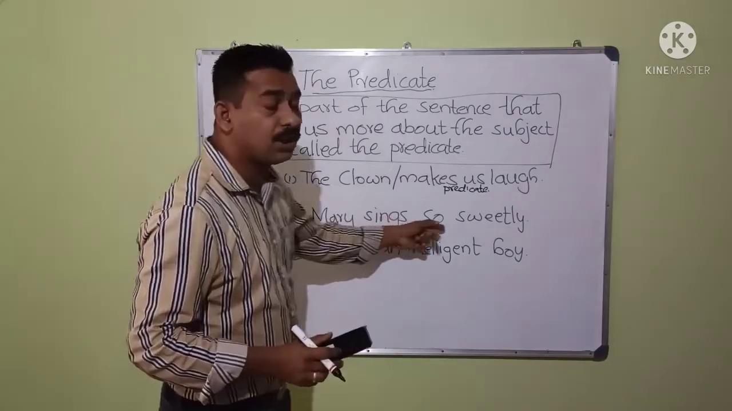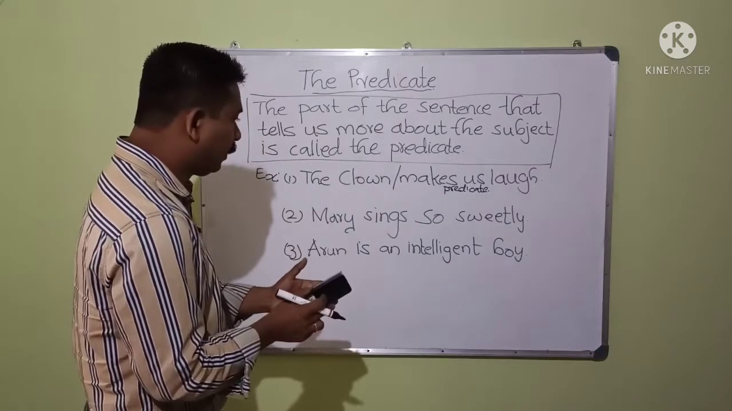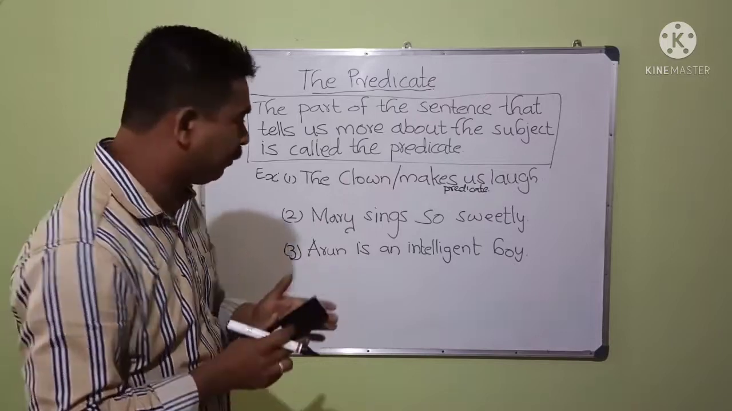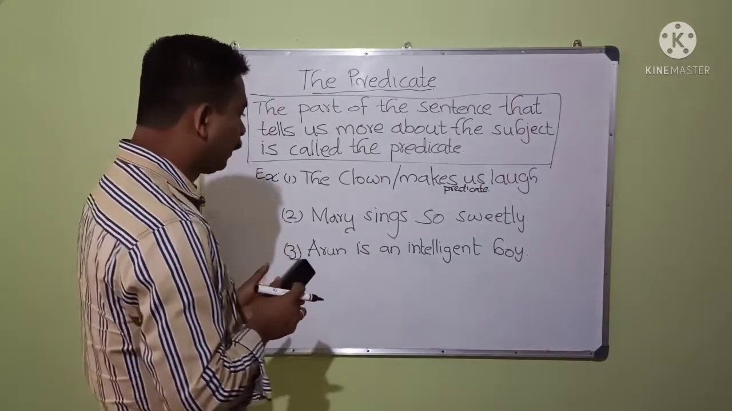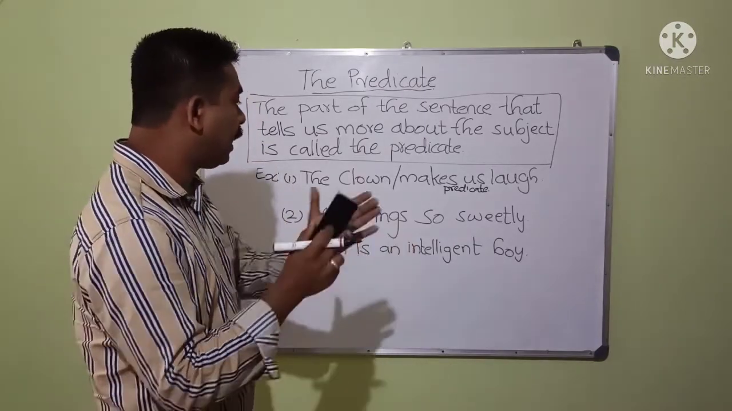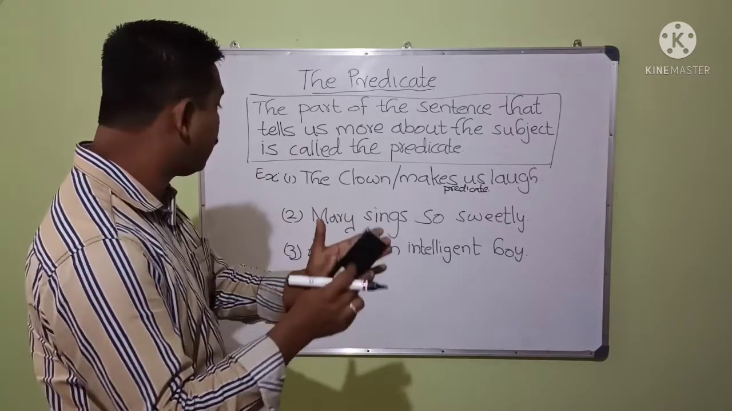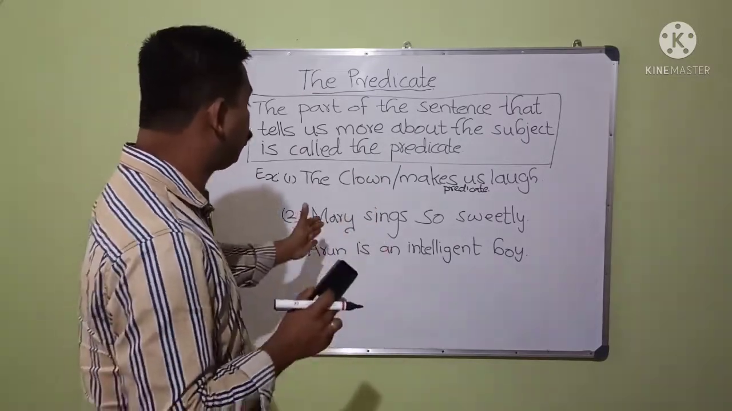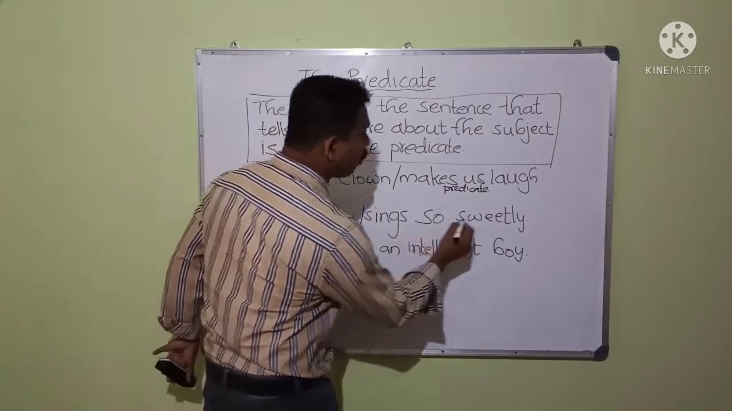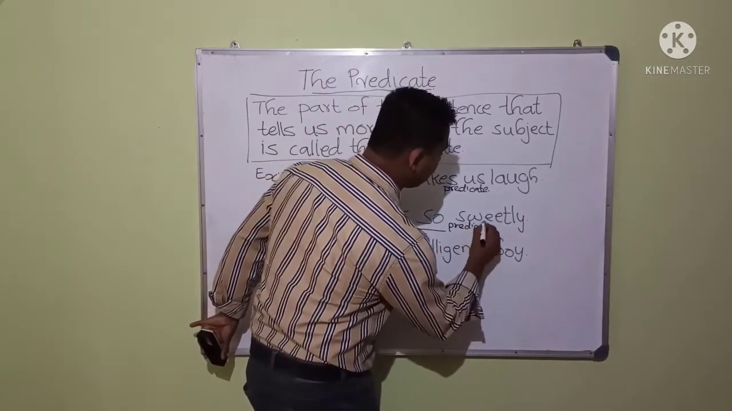Mary sings so sweetly. In the second example, the sentence says about Mary. Sings so sweetly. Here we have three words. These three words add something more to the subject Mary here. So sings so sweetly is the predicate of the second sentence.